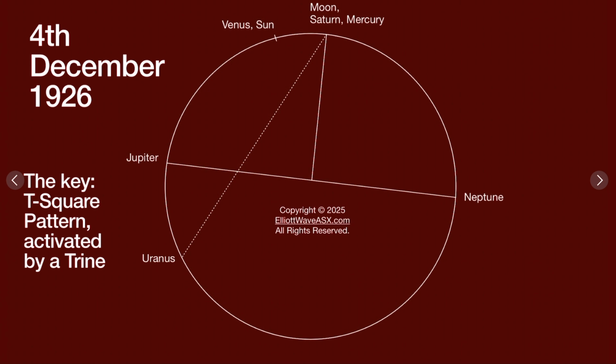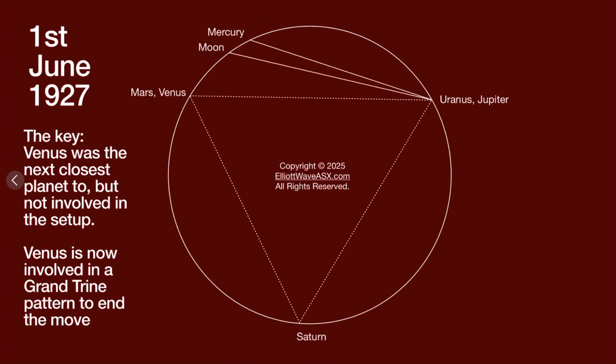Now in the book, Robert Gordon sold on the 1st of June 1927, and these were the aspects on that day. So now we've got Venus in a grand trine with Saturn, Uranus and Jupiter conjunct, and Venus is also conjunct Mars. And this was the setup at the high that ended Gann's trade.